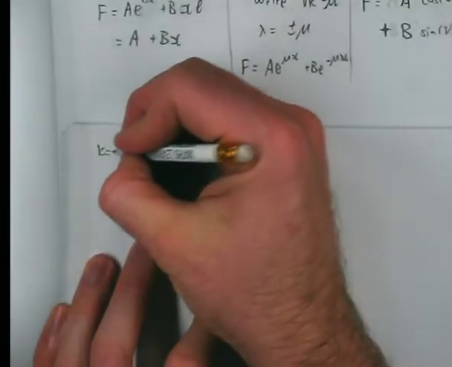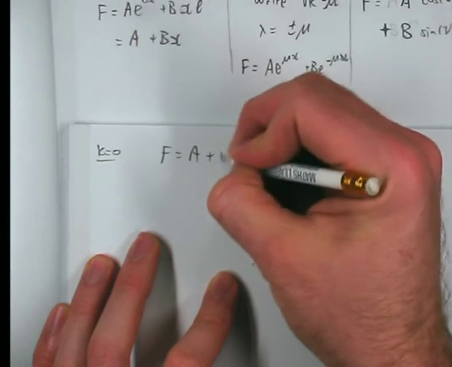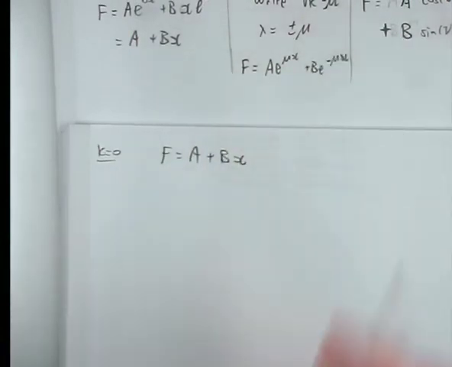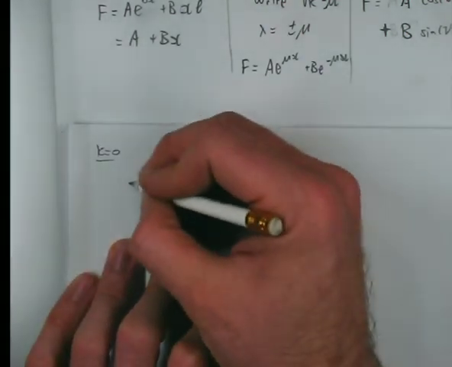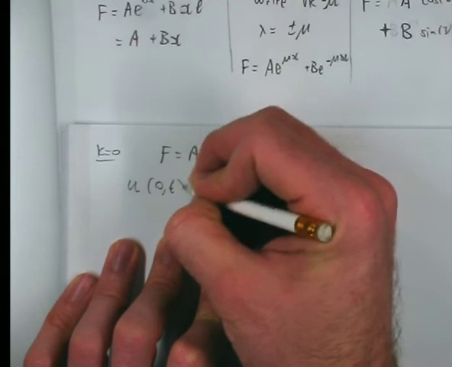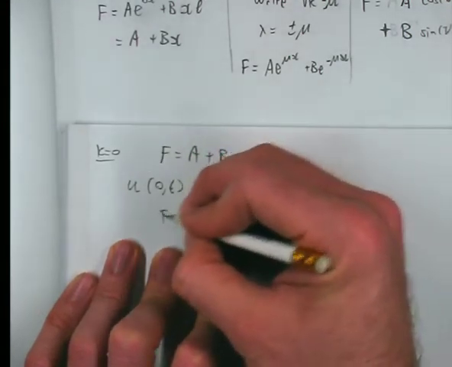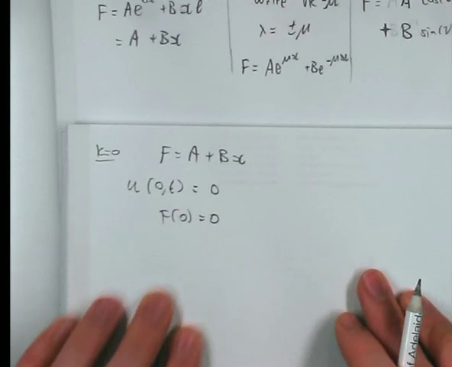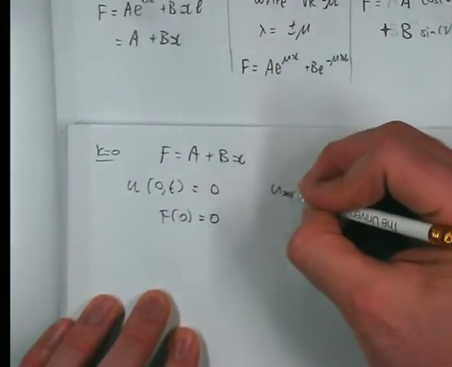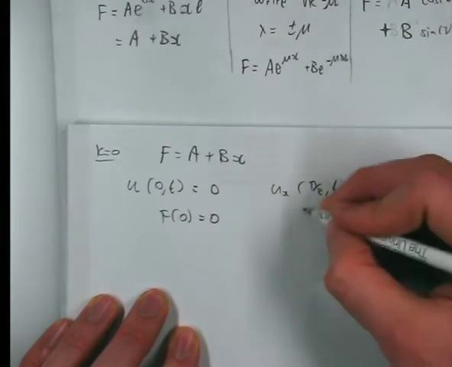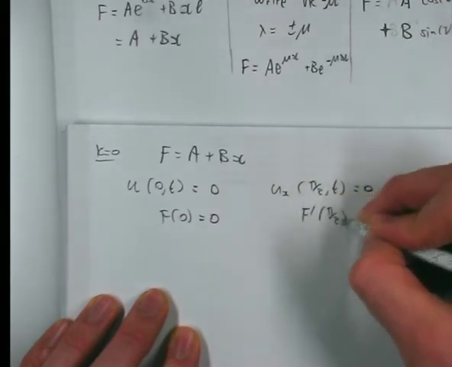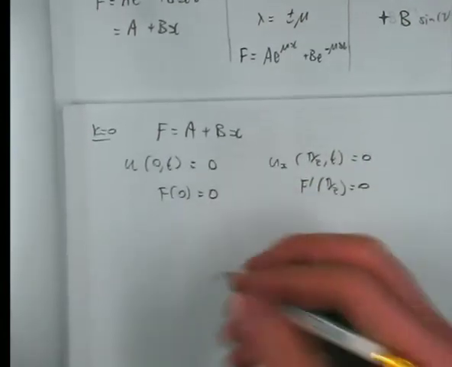So if k equals 0, I get that f is a plus bx. And then I have to go back to those initial conditions, which were that u of 0,t was 0, which means that f of 0 is 0. And u sub x of pi on 2,t was 0, which means that f dash of pi on 2 is 0. So I need to figure out what these two things are.